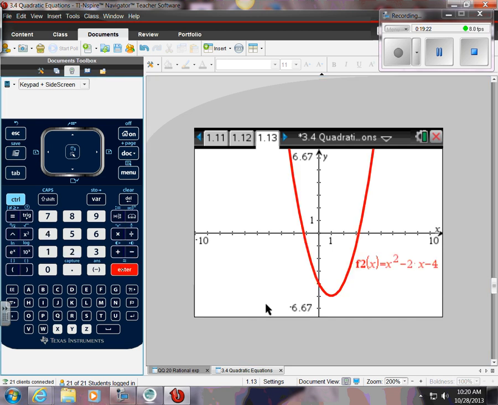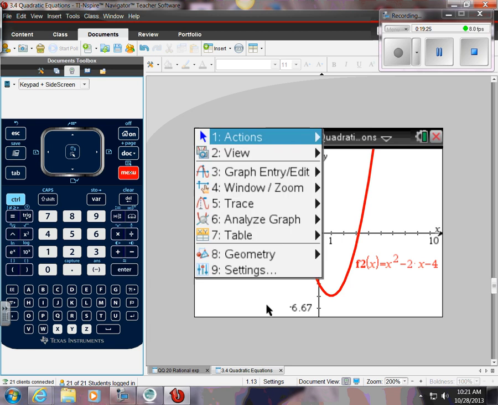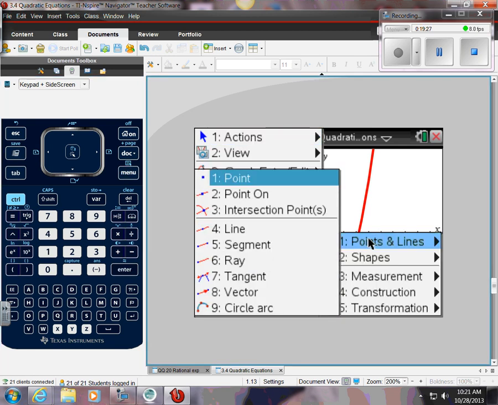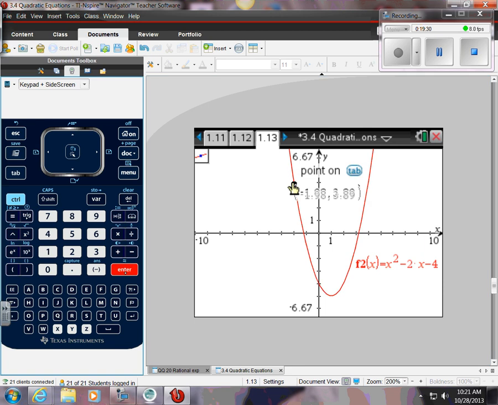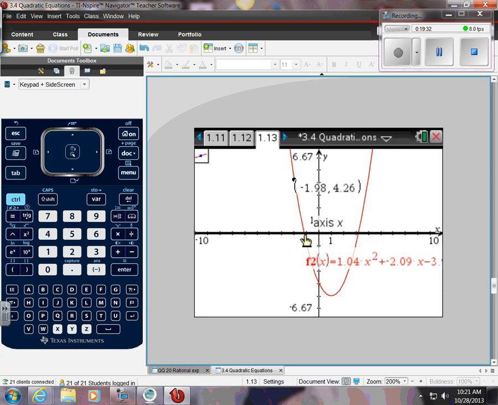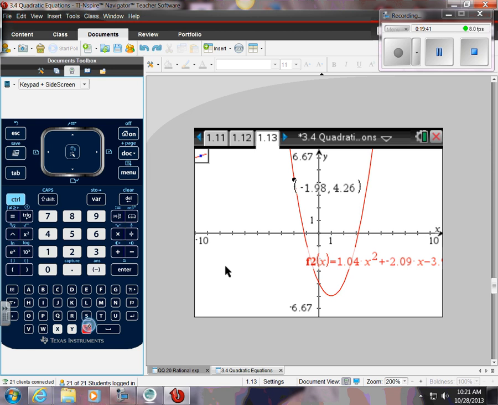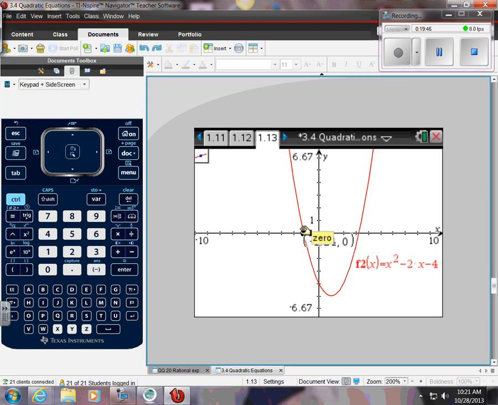Okay, here's my graph, right? Menu, geometry, points and lines, point on, click, enter, grab. Why do I keep doing that? Let's try this again. Grab that point. Here's my zero. Negative 1.19. It's not the right equation, is it? Give me a second. How's that? That's better. Okay. Negative 1.24. Get the first one. Second one. 3.24. Any problems, questions, concerns with graphing? Do I need to do any more of these?